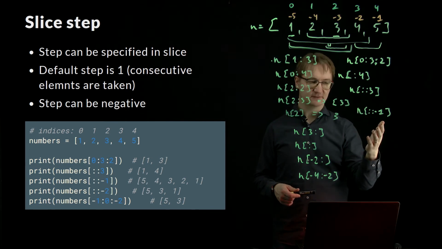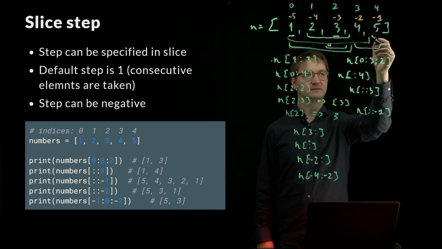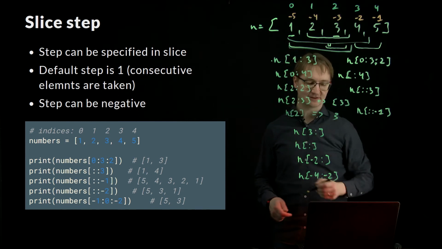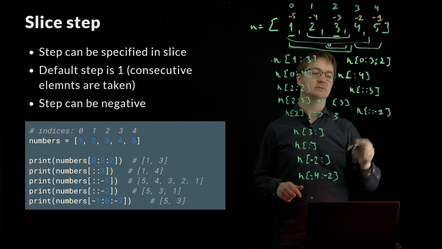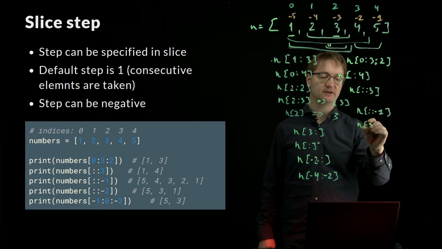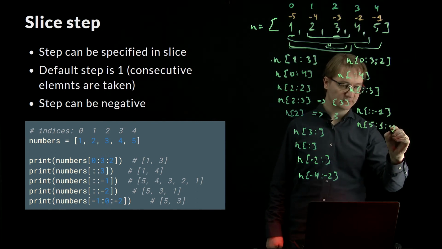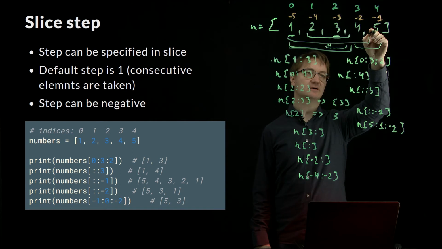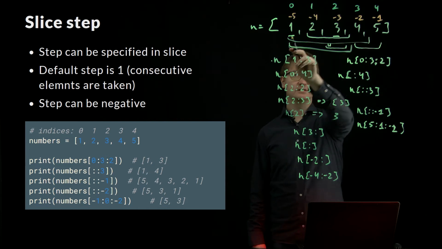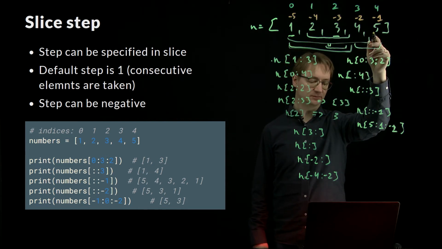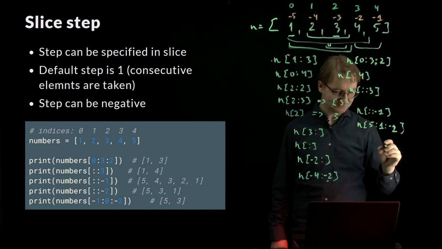If we use negative steps, then we have to start from the right side, and the end index should be on the left side of the start position. So for example, to take every second element, we can write that we start from 5 up to 1, and let's say -2 here. What happens is that we start our slice from here. We take it up to 1, but 1 is not included. I probably should write 4 here because my list has 4 elements.